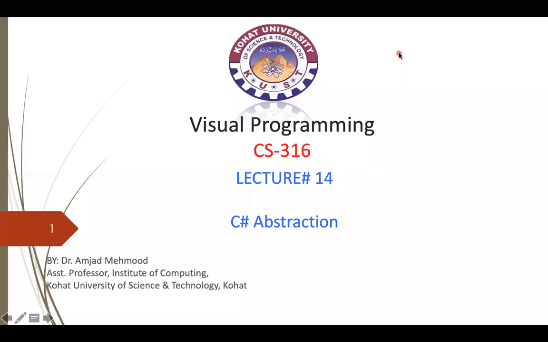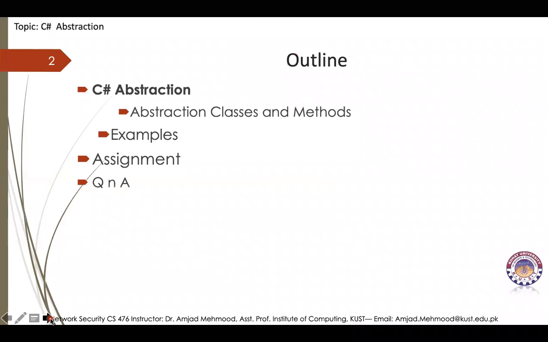Dear students, let's start lecture number 14 on the topic C# abstraction of the course Visual Programming. So this is our today's outline. First we will discuss C# abstraction. Then we will see abstraction in classes and methods. And then we will consider different examples for understanding abstraction in classes and methods. And then I'll give you an assignment, and then we have a question answer session.